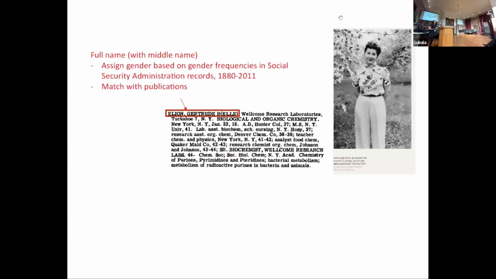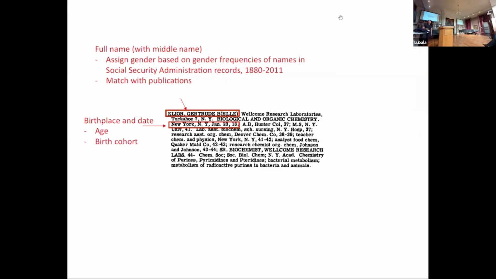But I'm just going to show you what's in the data with an example. This is Gertrude Belle Elion, a co-recipient of a Nobel Prize, a super impressive person. I didn't know anything about her before starting this project. We have, which is really important for women, the middle name and the last name, and we use that to match people with their patents, their publications, and the census record. We also have their precise birthplace and birth date, which is super helpful, again, for matching people with the census. For this project, it also allows us to figure out how productive you are at any given age.